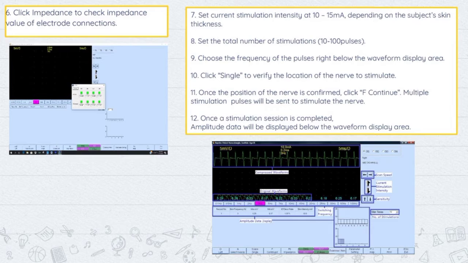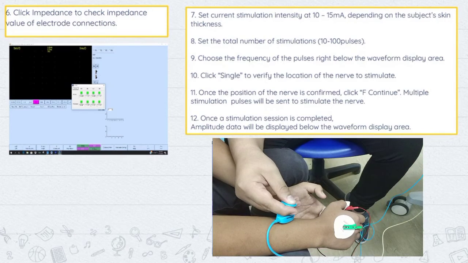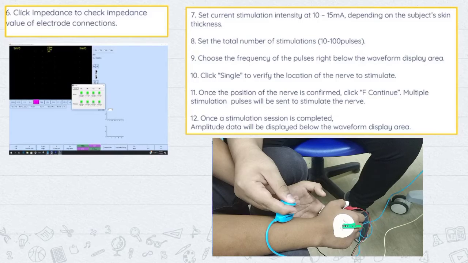Number 7. Set the current stimulation intensity at 10 until 50 mA depending on the subject's skin thickness. Number 8. Set the total number of stimulation pulses, 10 until 100 pulses. Number 9. Choose the frequency of the pulse right below the waveform display area.